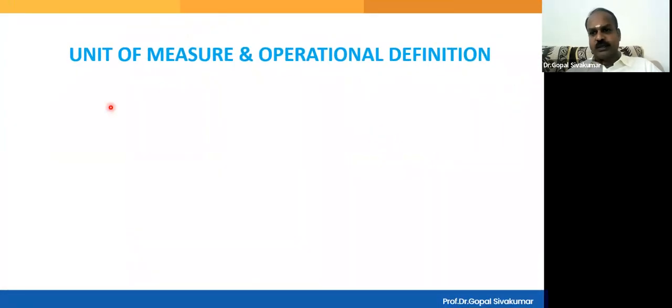Now, unit of measurement and operational definition. For any characteristic that you measure, there has to be a unit. For example, you are measuring time. Tell me, how do you want to measure the time? Do you want to measure the time in terms of seconds, minutes, hours, days, weeks, months, or years, isn't it? What is most relevant? That measurement unit you should follow, right? Every characteristic will have a unit, and the appropriate unit must be used.